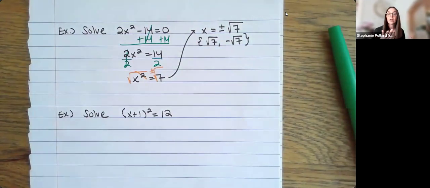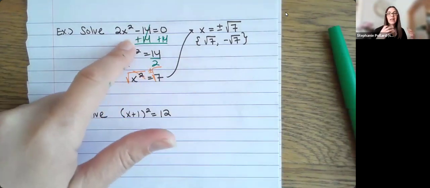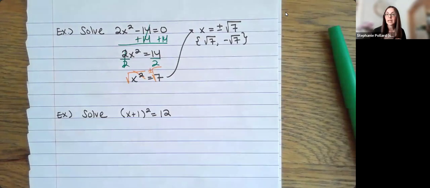And you could also use your calculator here if you needed an estimation. But the big thing I want you to notice in each of these examples is that there was no x term, right? All the variables were being squared. So when that's the case, this property is really nice and an easy way to solve quadratics.